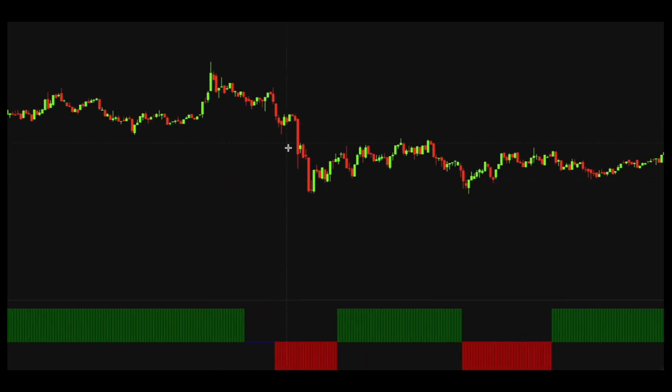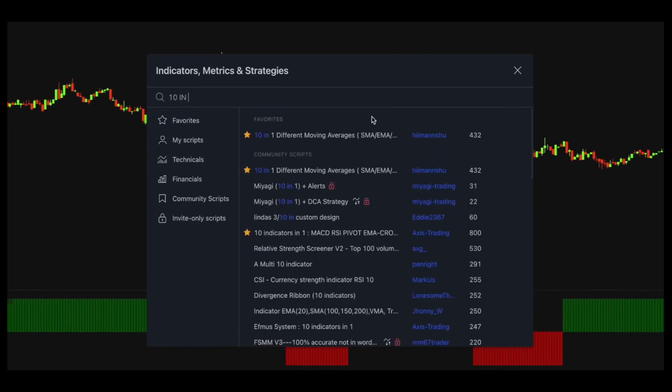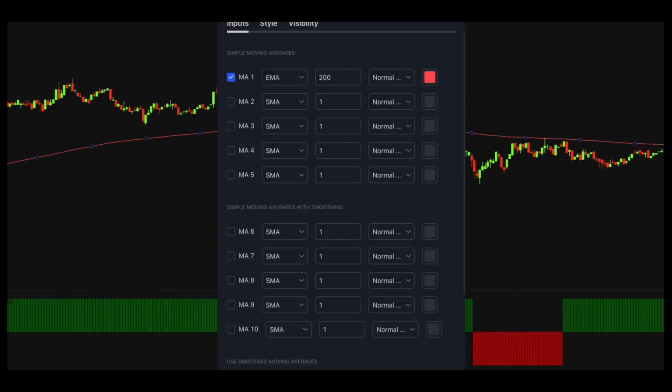As for the second indicator, we will add 10 in one different moving average. Heiken Ashi created this tool. Next step is to open the indicator's inputs to add 2 more moving averages to the chart. The first MA will be set as EMA 200. The color will be dark gray.